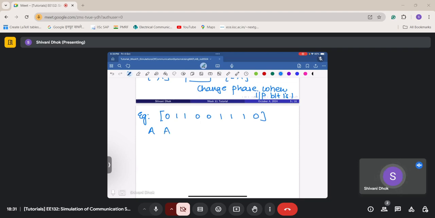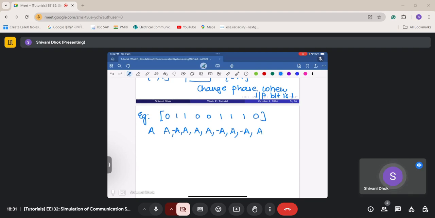Now I have a 1, so I'll change the phase. Then I again have 1, so again I'll change the phase. Now it is 0, it will remain as it is. Again it is 0, as it is. Now I have a 1, so it will change its phase as -1. Then again 1, so it will change its phase. Then again 1, again it will change its phase. Now it is 0, it will remain as it is.